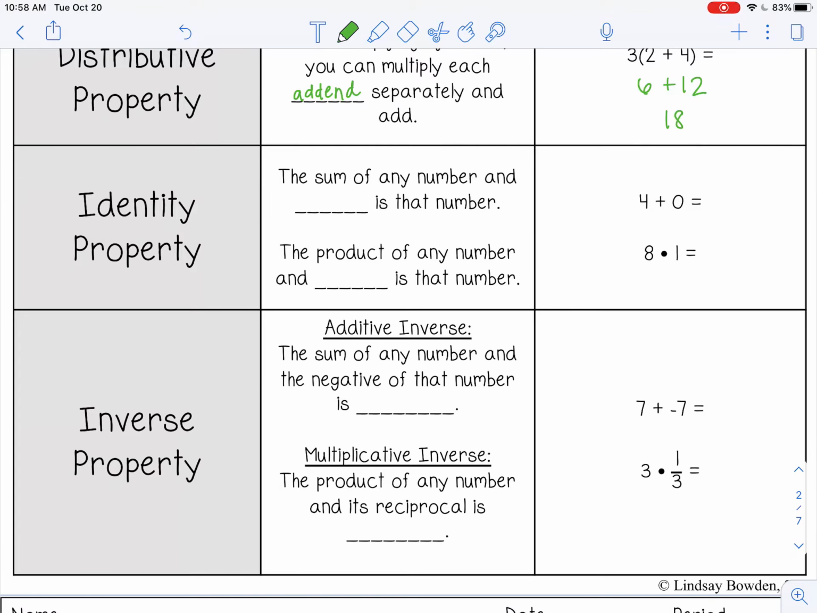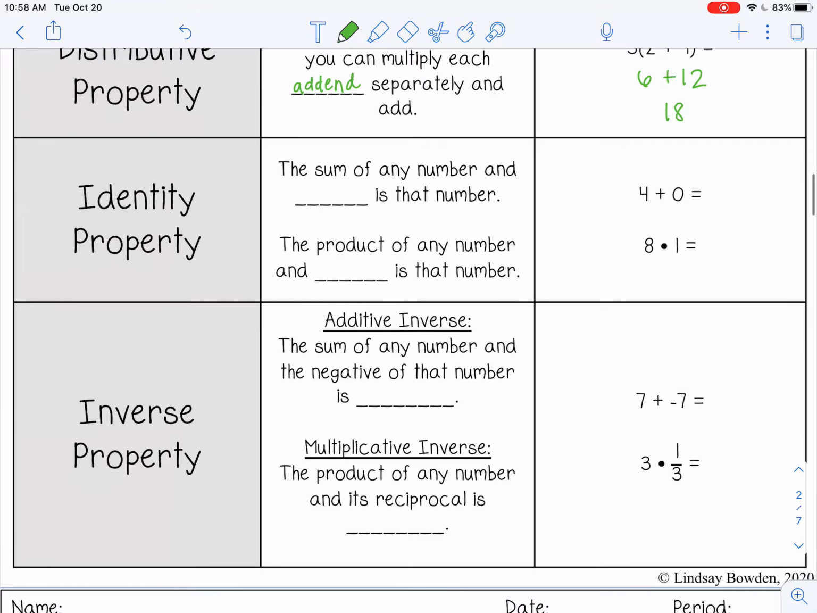All right, next is the identity property. For addition, the sum of any number and 0 is still that number. So for example, 4 plus 0 is still 4. So think about identity, it's yourself. If you add something to 0, it still gives you that something back. And the same applies for multiplication, except for multiplication, the product of any number and 1 is that number. So 8 times 1 is 8. Anything multiplied by 1 gives you that same number back.